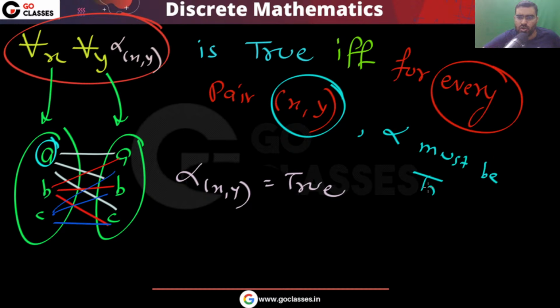This alpha must be true for every pair. You can take any pair, whatever pair you take, this must be true.